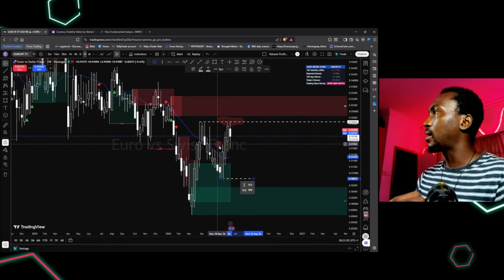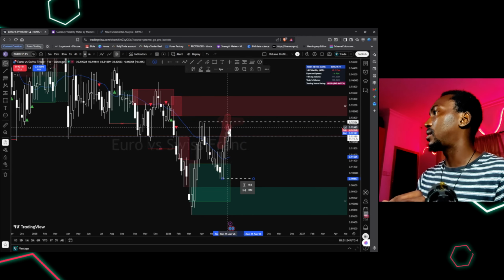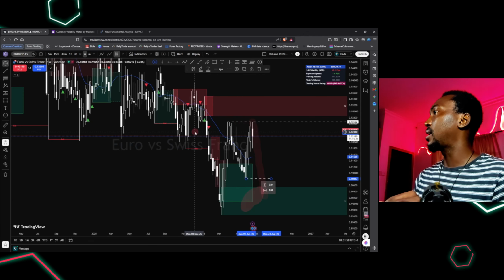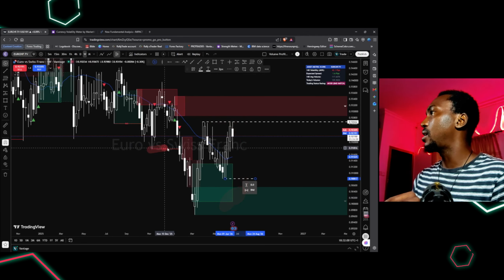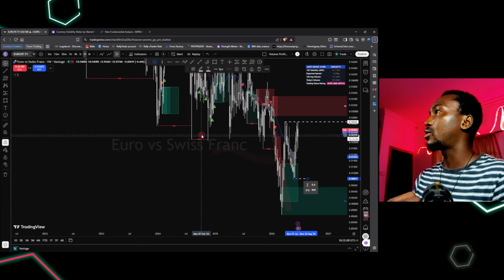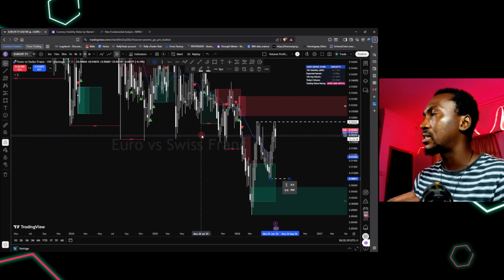But if price doesn't break above this zone, there's a tendency that this zone will not have any weight. But then again, don't forget the major break of structure is to the downside, as the monthly break of structure is to the downside. The monthly break of structure to the downside is almost no longer valid.